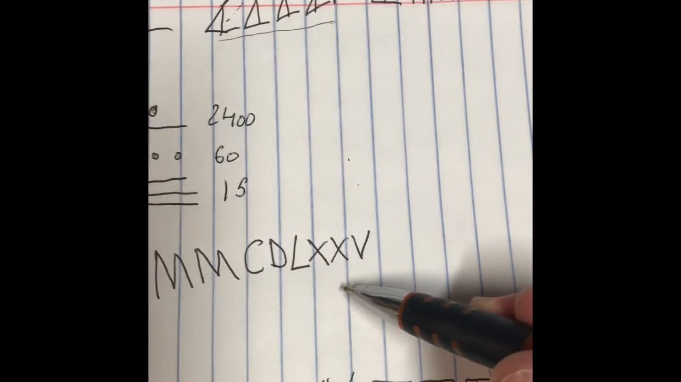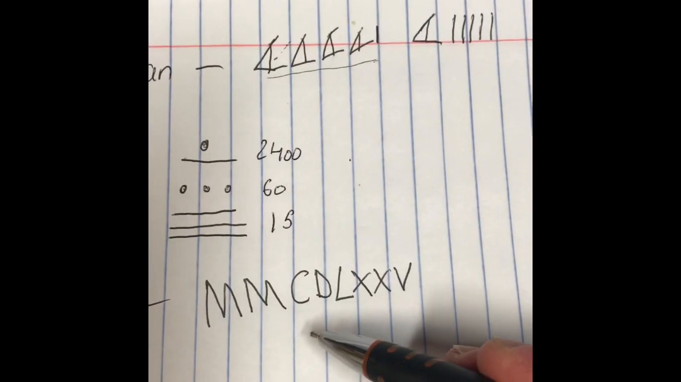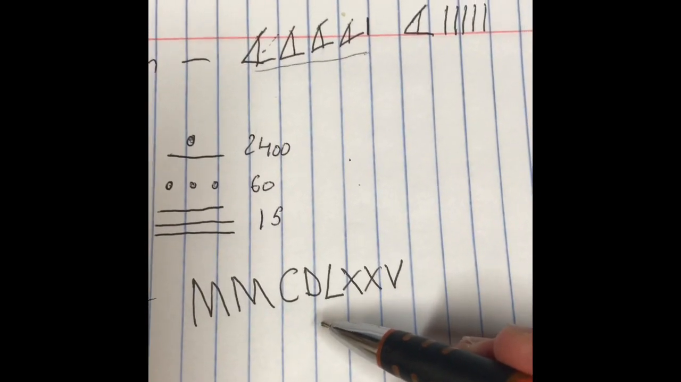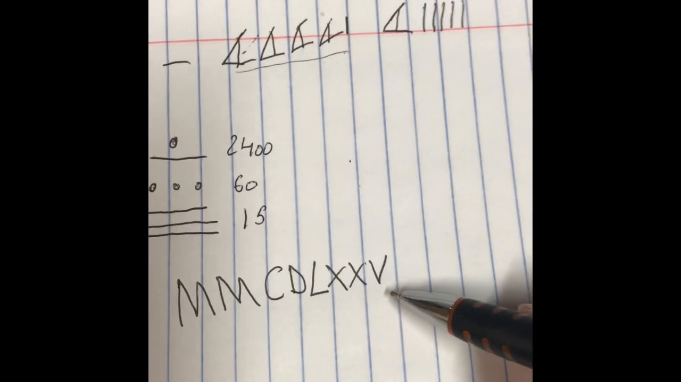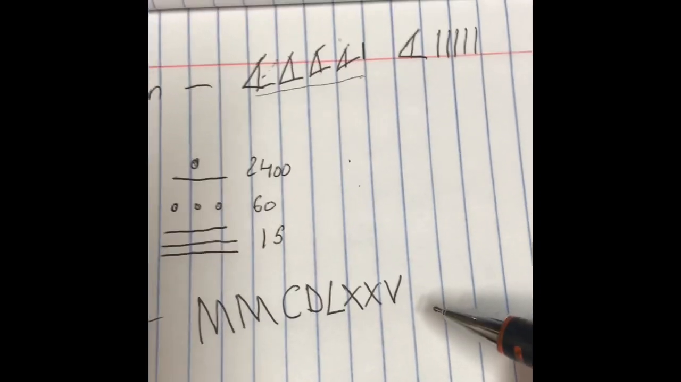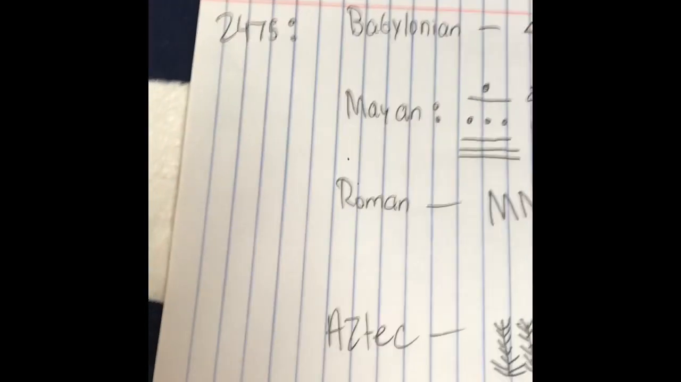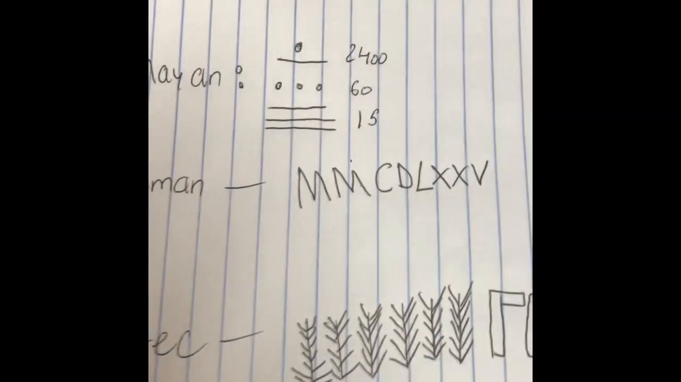Each X is a 10, so now it's 2,470, and then we have our leftover 5 to make it 2,475. We move on to the Aztec numeration system.